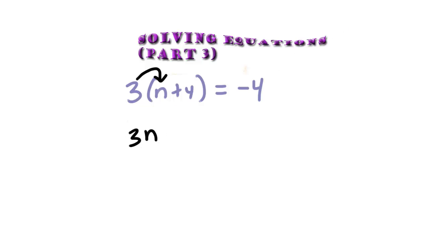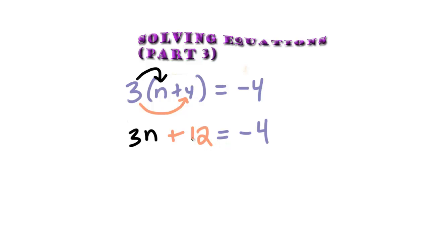And then I'm going to do the same thing here, 3 times the plus 4. So I'm going to get 12. And I'm going to have my equal sign there, -4. Right? So now we have this 3n plus 12 on the left hand side equals -4.